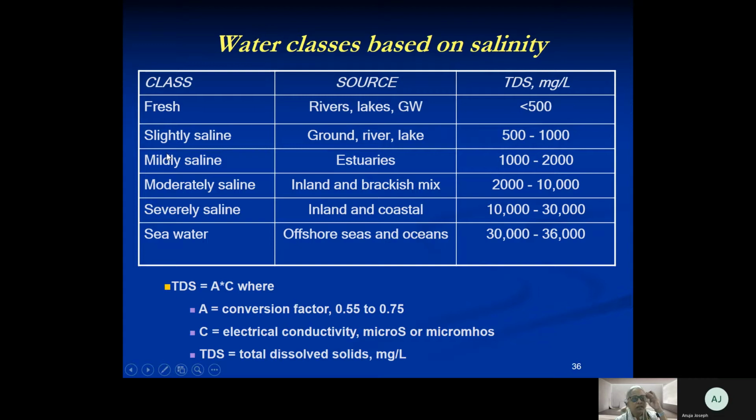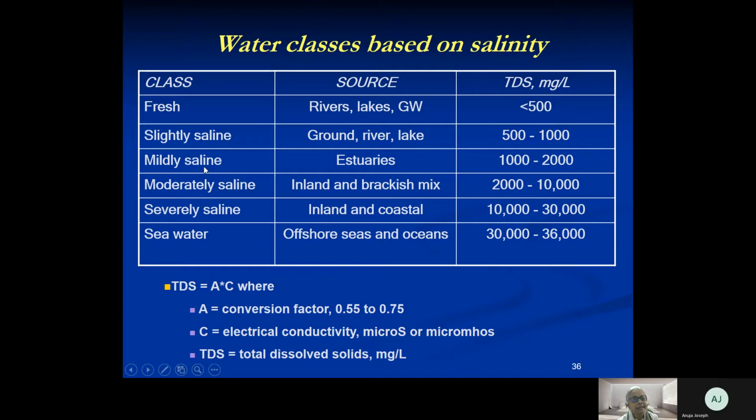Then we come to slightly saline. So you have groundwater, river water, lake water, anything from between 500 to 1,000 can be tolerated, but it's kind of difficult. It does cause problems. For human beings, it causes taste problems. And for plants, many of the sensitive plants cannot survive.